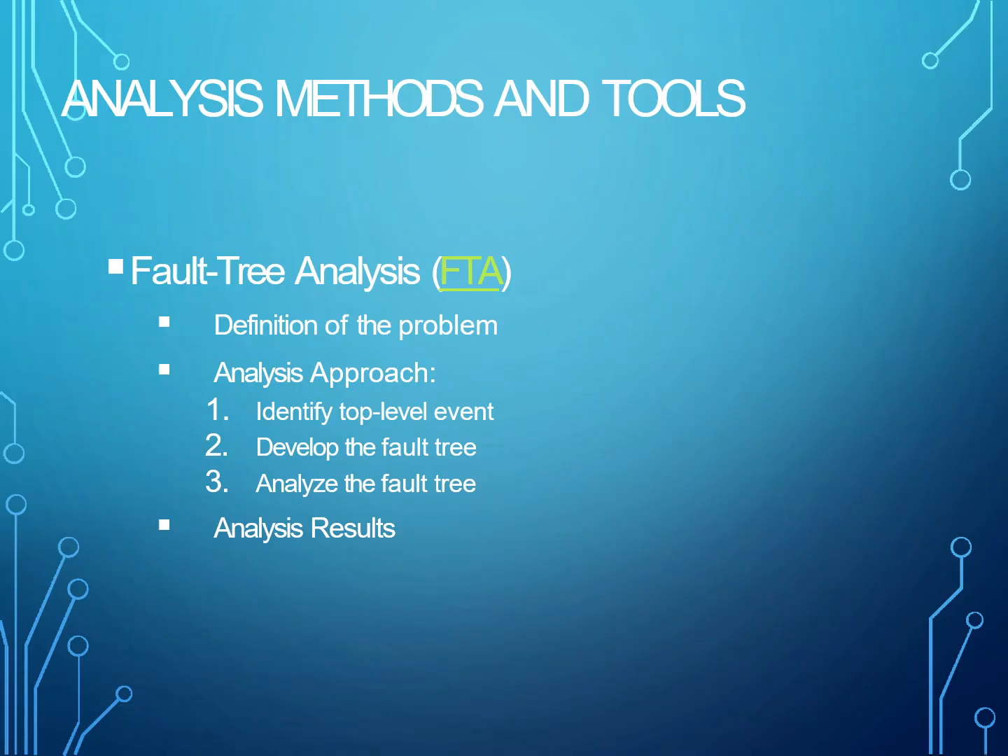Beyond FMECA and the Ishikawa diagram, we also have a few other specialized tools vital for supportability. First, fault tree analysis, or FTA. FTA is another failure analysis technique where we start with a top-level undesired event, or top event. And this analysis approach involves three steps. First, identifying the top-level event, then developing the fault tree, which logically links lower-level failures to the top event, and then analyzing the complete tree.